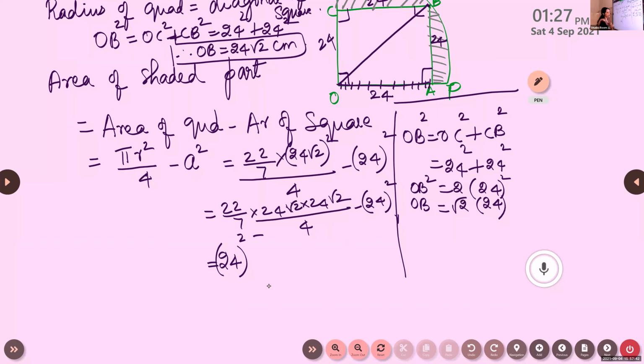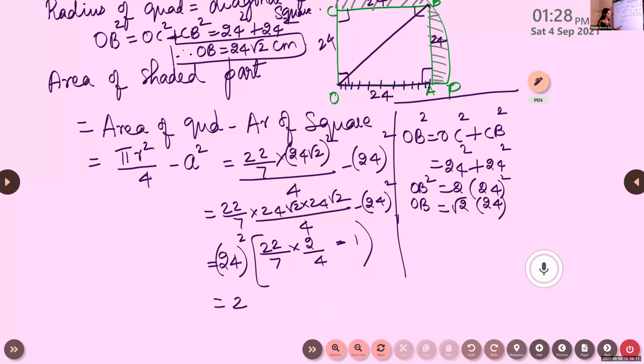24 square I'm taking outside. I'm taking 24 square as common because it is present in both the terms. So you'll get 22 by 7, root 2 into root 2, it will become 2 by 4 minus 1. Is it correct? 24 into 24 is present in both the terms, so you take 24 square outside. So what is left out? 22 by 7 into root 2 into root 2, it will become 2 by 4 minus 1.